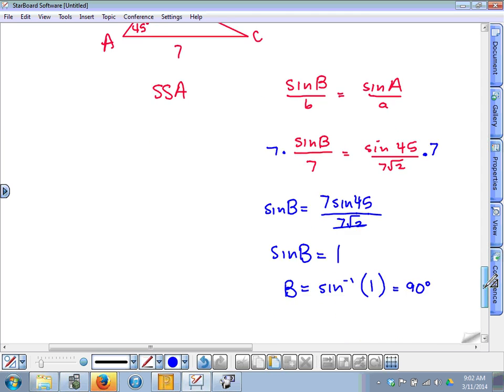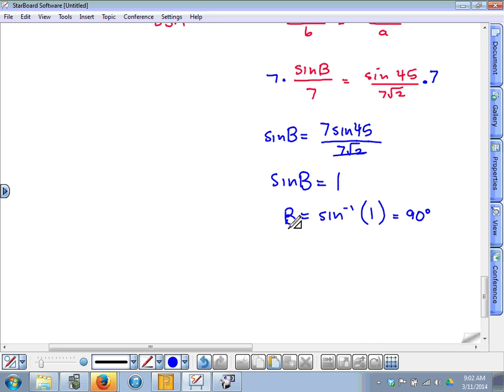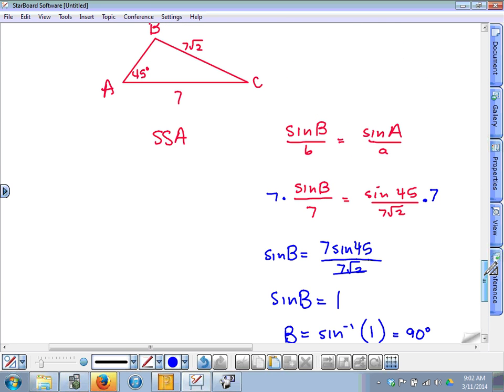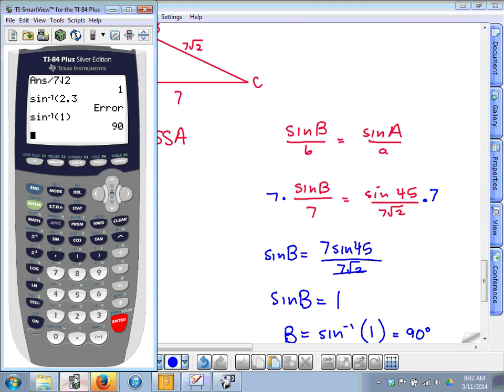Okay? This is a case where angle B equals 90. We get one answer here. This is kind of a dumb problem. I got 1/2 when I did all the math there. The inverse sine of 1/2. You type in the inverse sine of... 7 sine of 45 divided by 7 square root of 2 is 1/2, not 1.